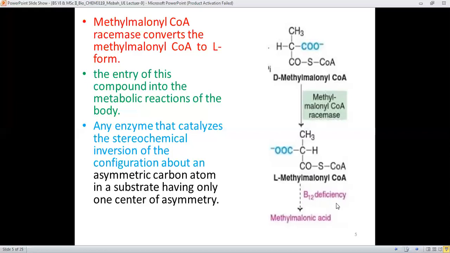If there is a deficiency of B12, then there is methylmalonic acid accumulation in the body. There are many reactions which are catalyzed by vitamin B12, and this vitamin B12 is present in the intestine. It is also produced by bacterial cells, and also if the food we take is of animal origin, then we will take in vitamin B12 in this way.